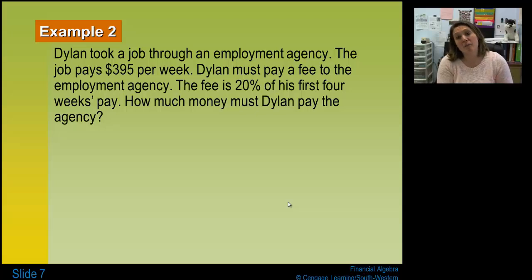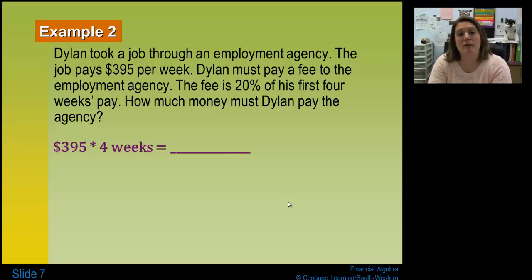Well, he gets $395 per week, so we need to calculate how much he makes over the course of those 4 weeks. So our first thing is to take the $395 times the 4 weeks and get our answer there. So go ahead and pause the video, calculate. Once you have that answer, we need to calculate the 20% of that.